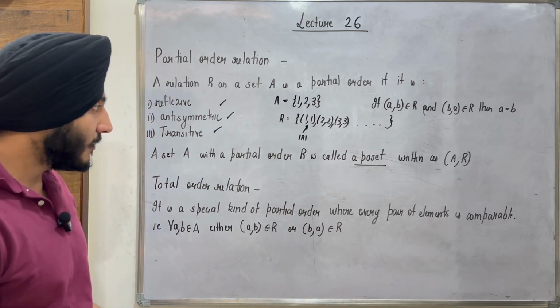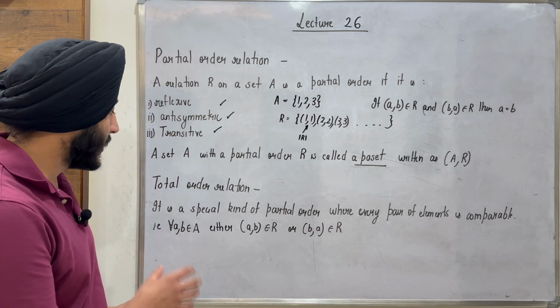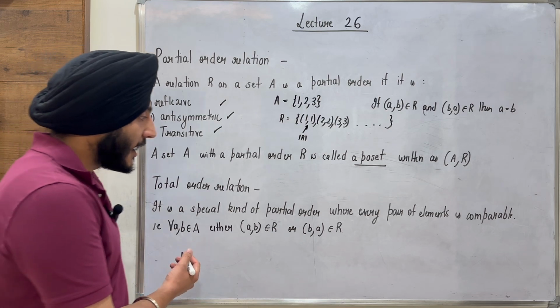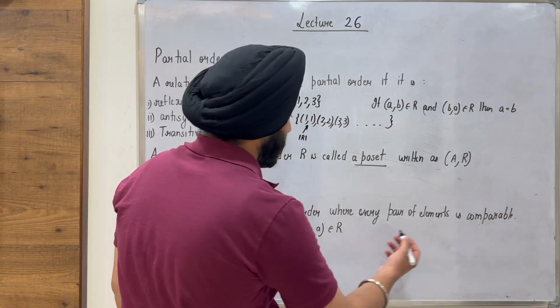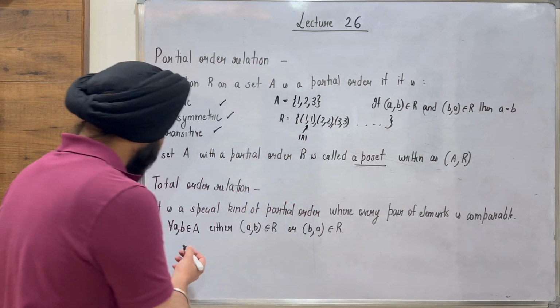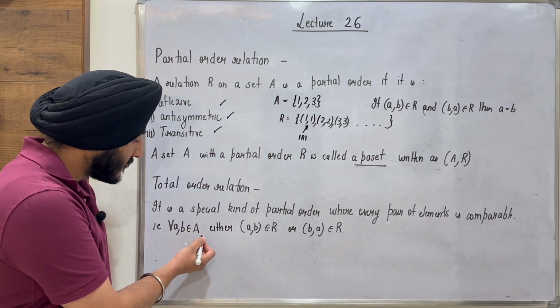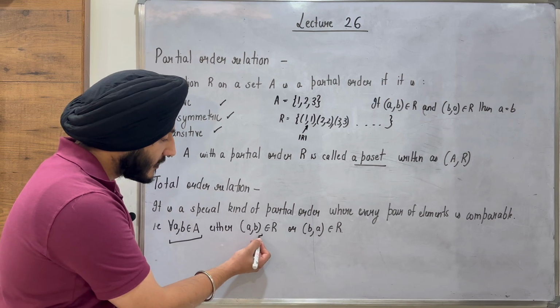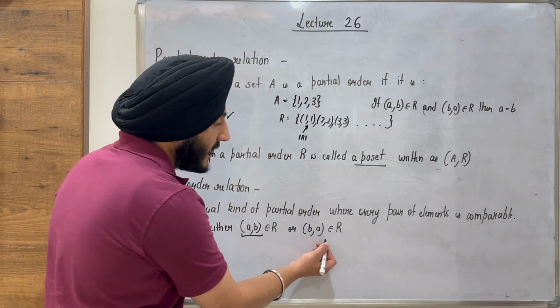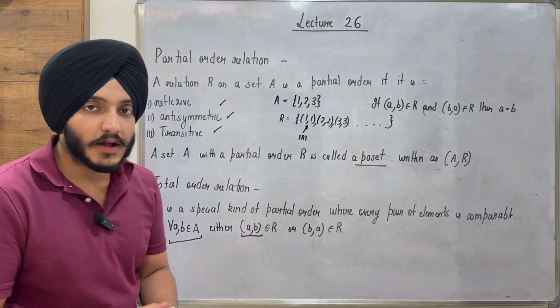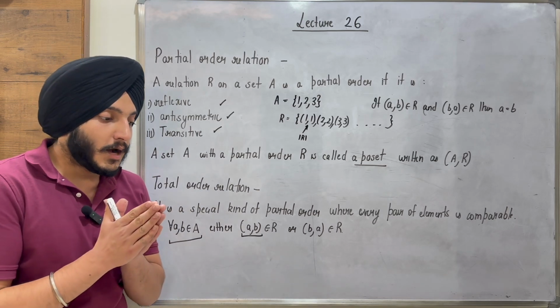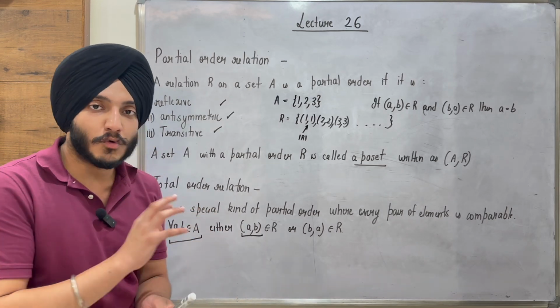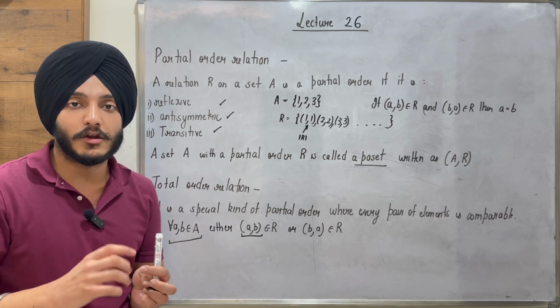Now let's try to understand what a total order relation is. It is a special kind of partial order where every pair of elements is comparable. If you try to read this, it says for all values a, b in the set A, either the tuple (a, b) is in the relation or (b, a) is in the relation. The point is very simple: a relation is a total order if all the elements are related to each other.